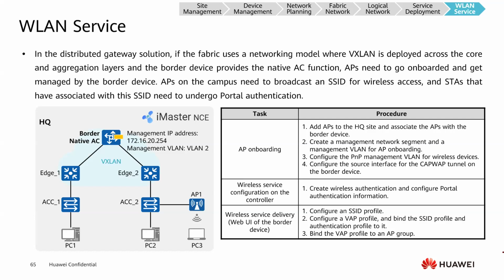For the double-LAN, you need to go through the steps. First, you need to make the AP go online on the controller, and the second, you need to do the wireless service configuration on the controller, and the final is just deploy the wireless service configuration on the AC's web page.